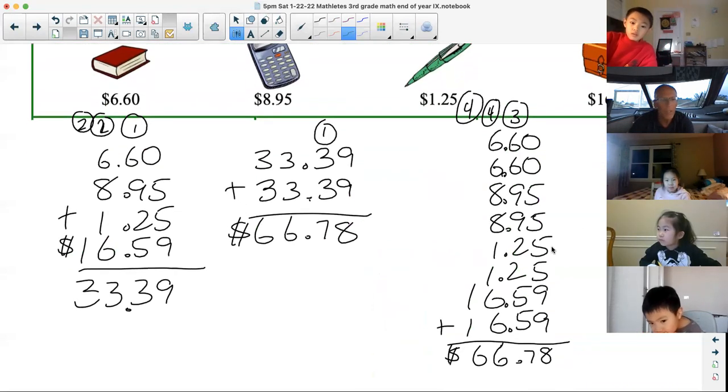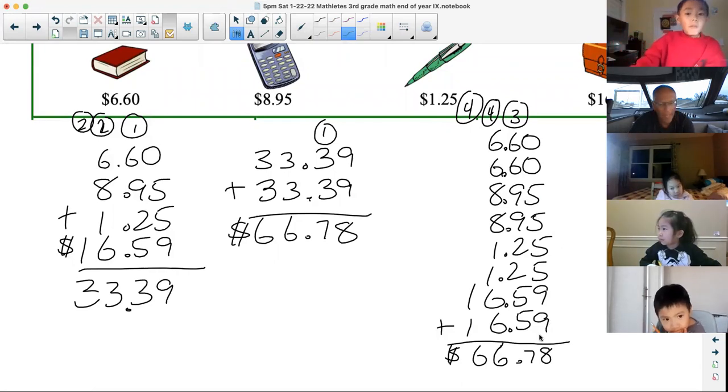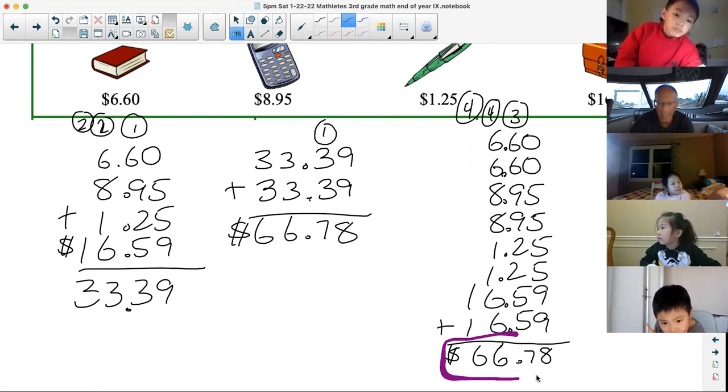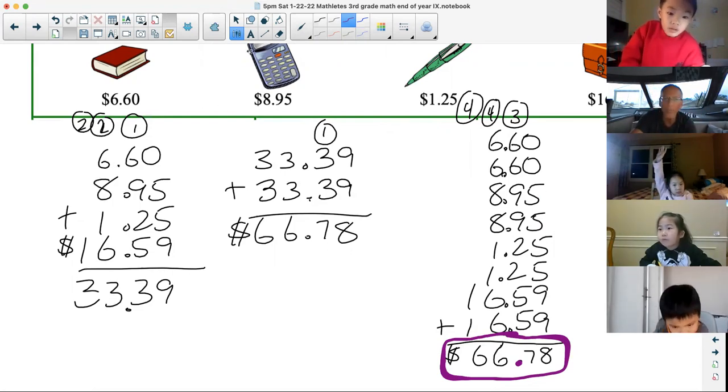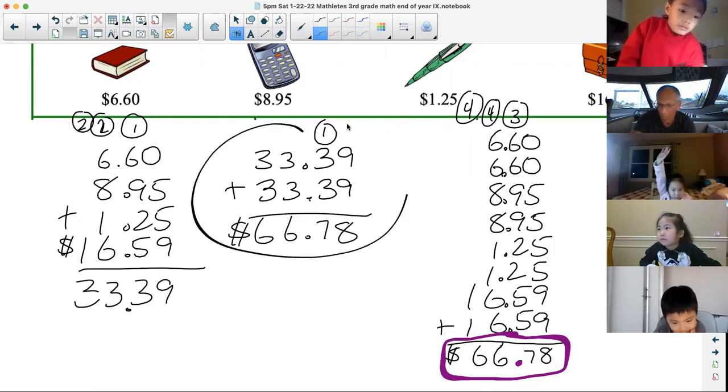So guys, I did it two separate ways. I did it the way that Jason B did it. And I listed all 8 items and I got the same number as Jason. Then I did it another way. All I did was add 1 bag, 1 book, 1 calculator, and 1 pen, and got $33.39.